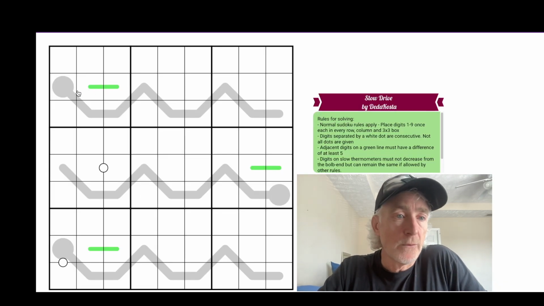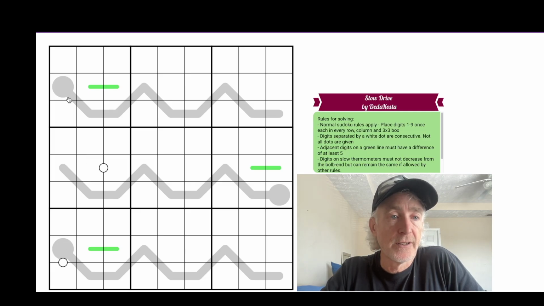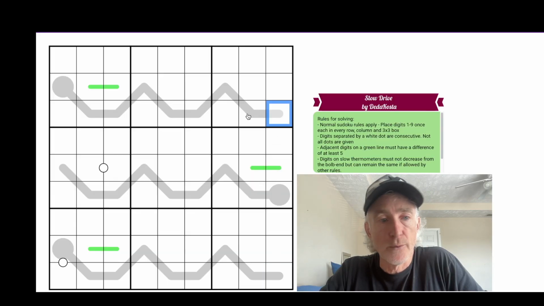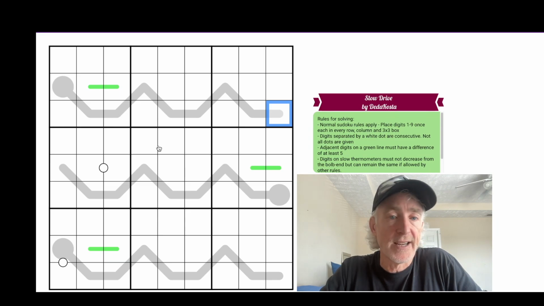for this puzzle, what I would do, we have 3 thermometers, and they're pretty long. They go from one end of the grid to the other. So what I want to do is see what's the lowest possible this can be here at the end. Also on this one, if you look, these 2 thermometers are identical.